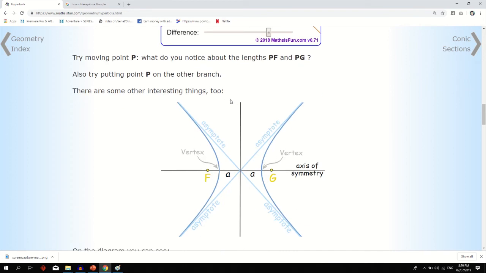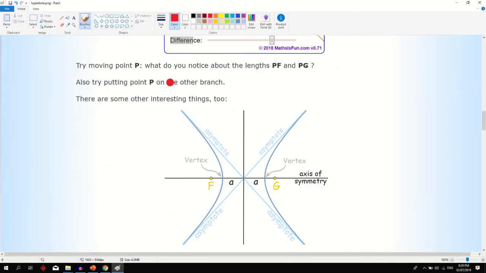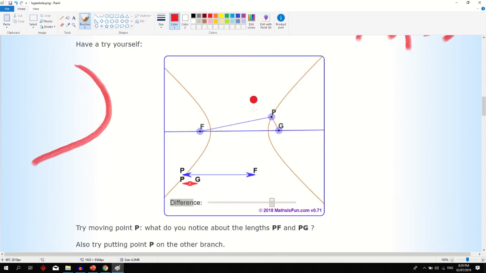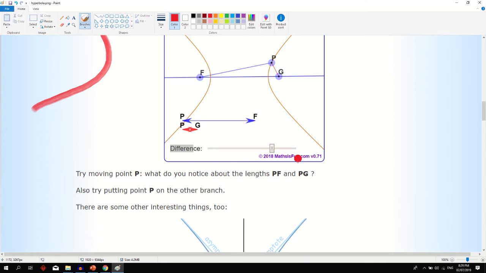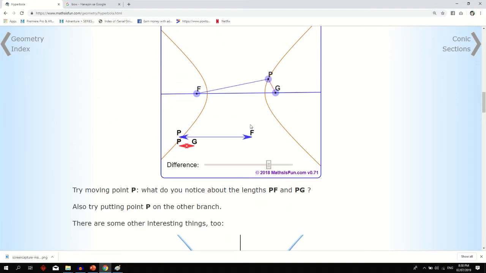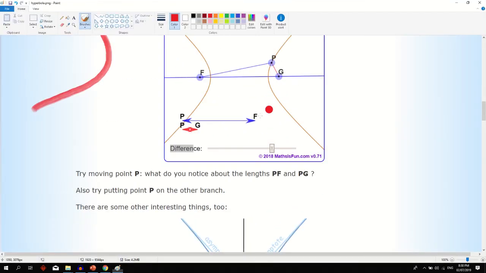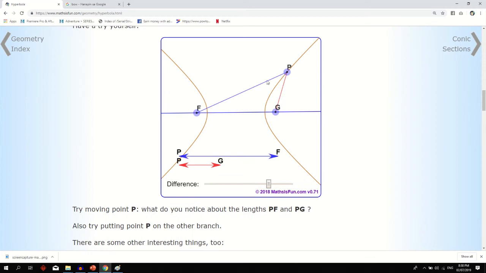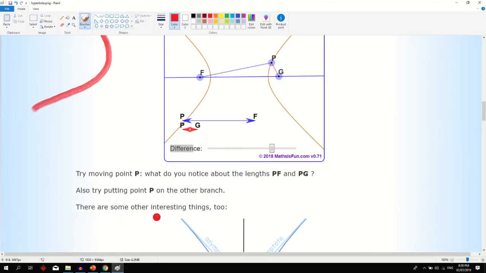Then we'll try moving P. What do you notice about the lengths? What do you notice if we pull out P? The lengths of PF and PG are increasing and sometimes decreasing, right? Like right here, it decreases and increases. Then the same on the other branch. So we put it there, and it just alternates between F and G. Then there are also some interesting things too.